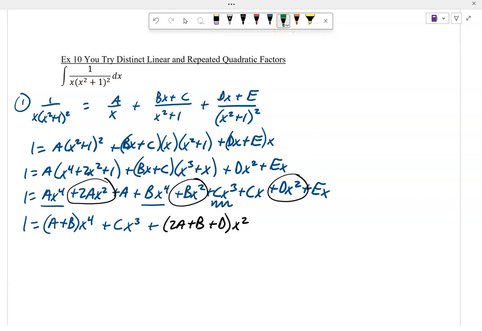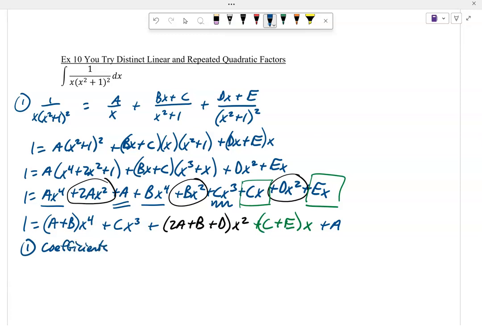And then my x terms, so cx and ex, so c plus e x. And then I just have my constant on the end, which is just the a, looks like. There's my constant on the end. And so we've got coefficients of x to the 4th, right? It's 0x to the 4th plus 0x cubed plus 0x squared plus 0x plus 1, right? That's my left-hand side of this equation.